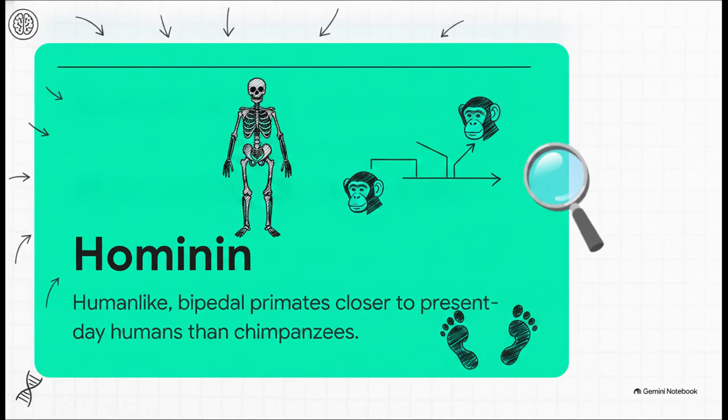Hominins are human-like primates that are predominantly bipedal. That means they walk upright on 2 legs. By definition, hominins are the species that evolved after the evolutionary split, making them much more closely related to present-day humans than to present-day chimpanzees or bonobos. And fun fact, today we humans are the only surviving hominin species left.